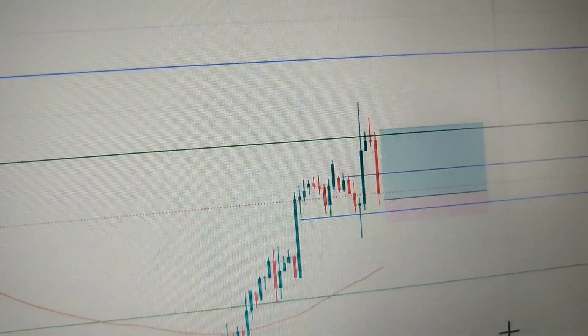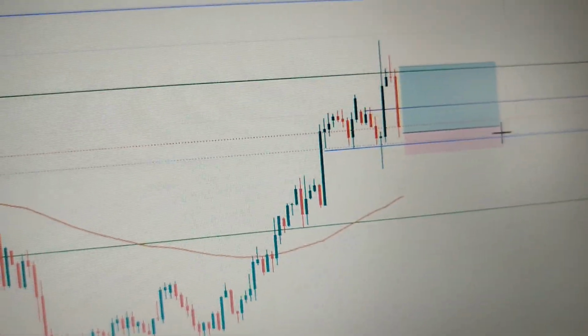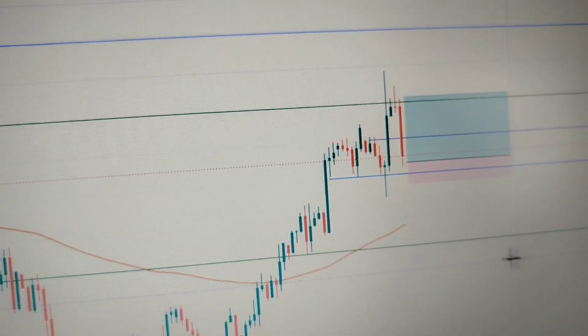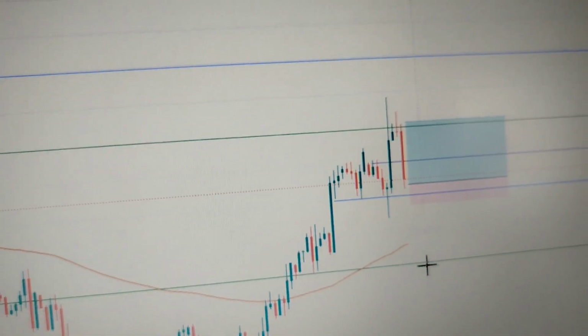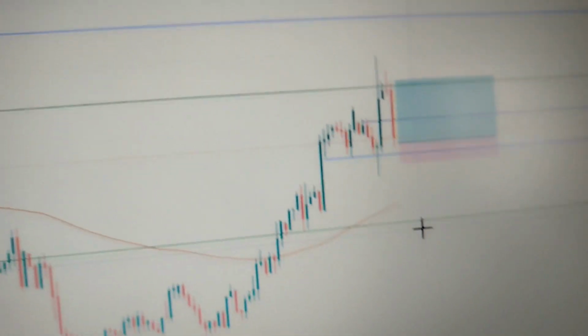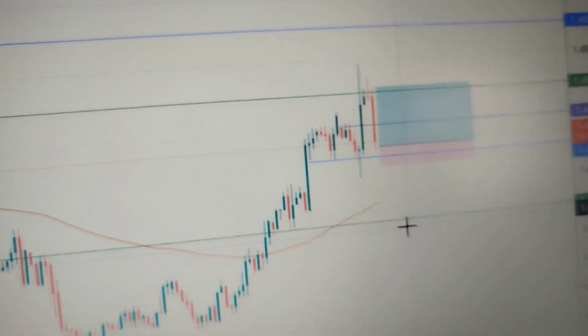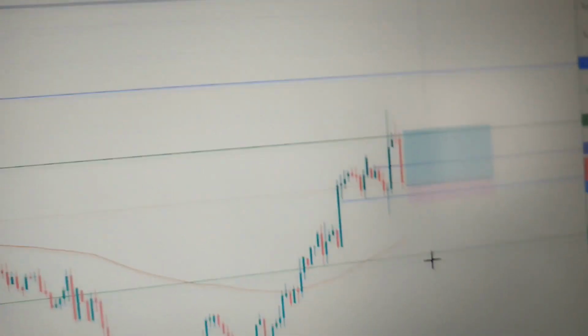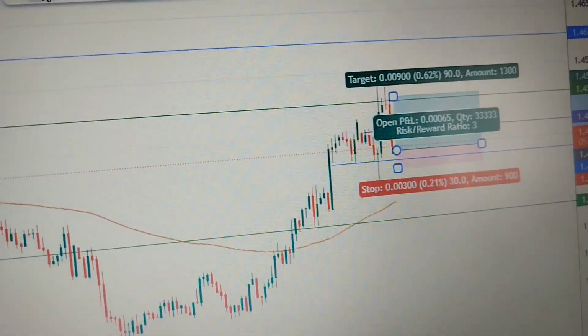It's going to be too big, but I think I can go with 30 just to be on the safe side. I can go with 30 because this setup is looking good. The only thing is I'm not expecting the market to go all the way up here. That's why going with 30 pips is a bit tricky.